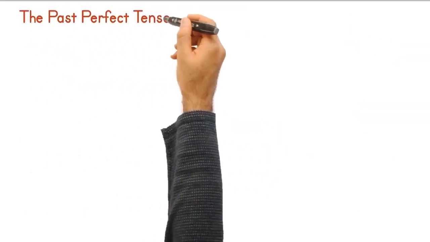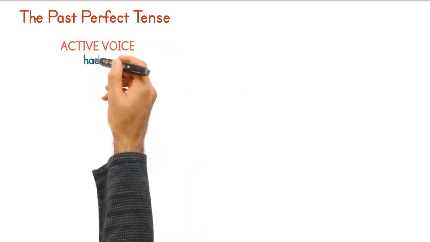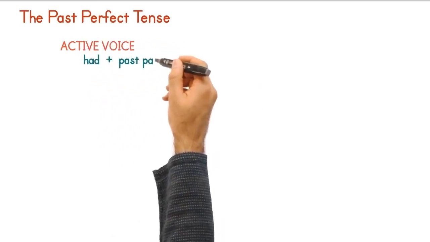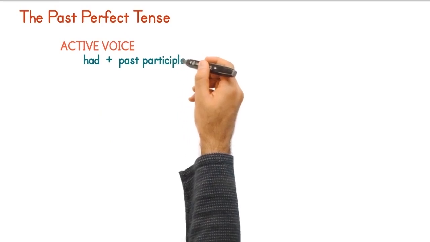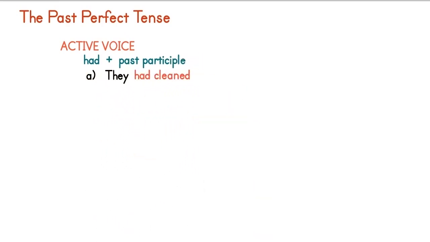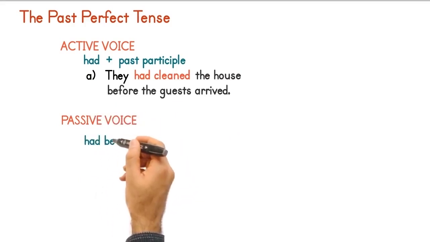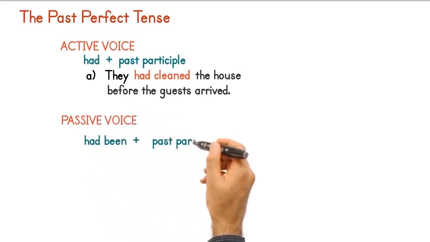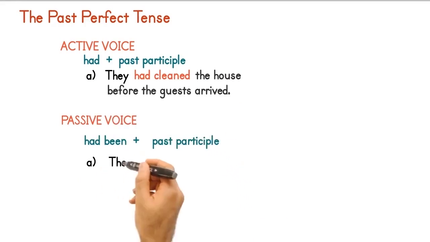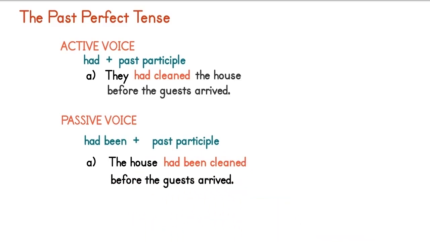The past perfect tense. In the active voice, the past perfect tense is formed by prefixing had to the past participle of the verb in both singular and plural subjects. For example, they had cleaned the house before the guests arrived. In the passive voice, the past perfect tense is formed by prefixing had been to the past participle. For example, the house had been cleaned before the guests arrived.